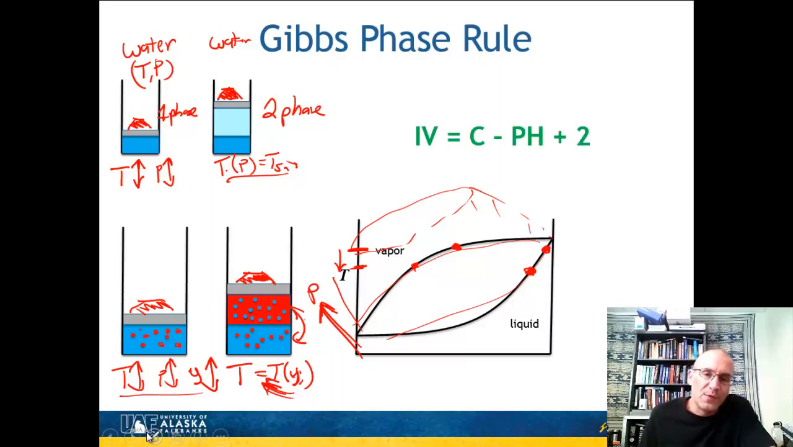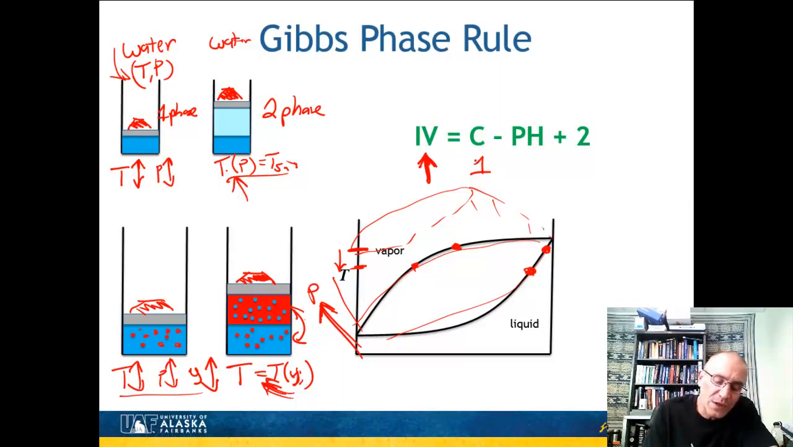Well, that brings up the Gibbs phase rule. And here's the way the book writes it. IV is the number of independent variables. So for example, back to my pure water, I had two independent variables when I had one phase. The number of independent variables is equal to the number of components minus the number of phases plus 2, right? So independent variables, number of components, pure water, I had 1. Well, if I had 1 phase, I had 2 independent variables. If I had 2 phases, I only had 1 independent variable, and we saw that here.